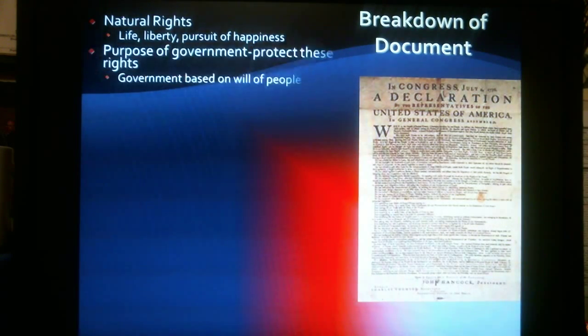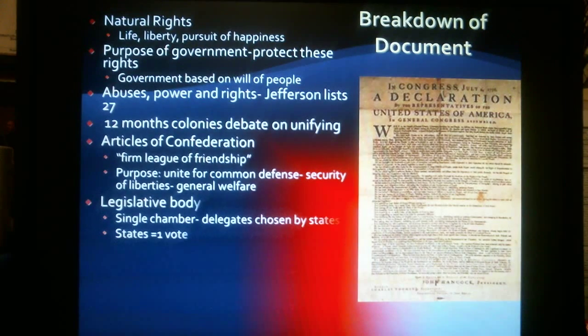Some of the other things about the document, just to finish up with: it does have the basic set of rights put into it: life, liberty, and not property, which is what Locke wanted, but pursuit of happiness. Jefferson changes this, not for plagiarism reasons, but because he didn't want to keep the word property in there because of the fear of slavery. The purpose of government was to protect these rights. If the government abuses its rights, it's based upon the people's right then to take away the government, if that so happens to take place.